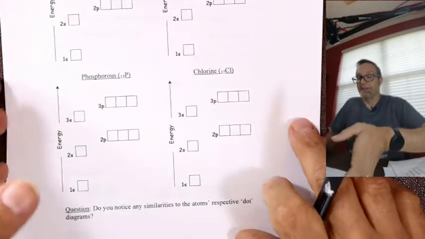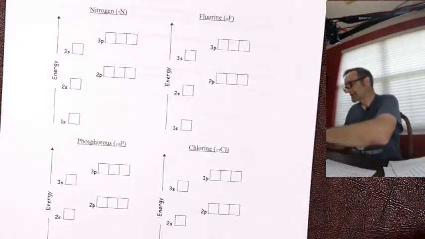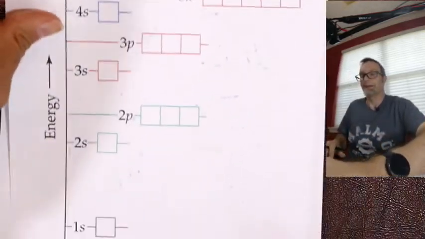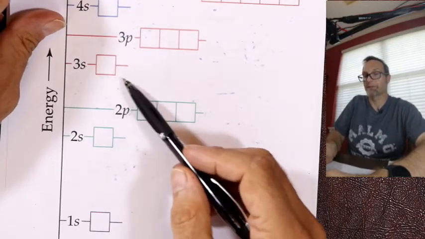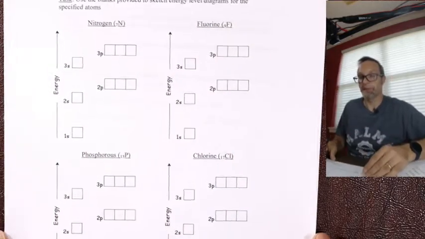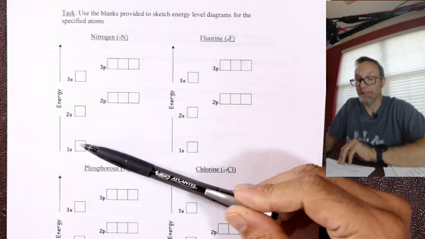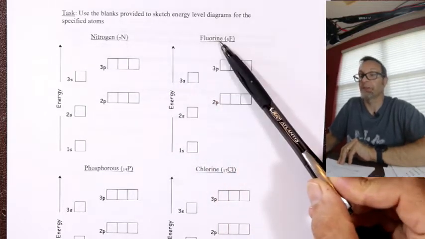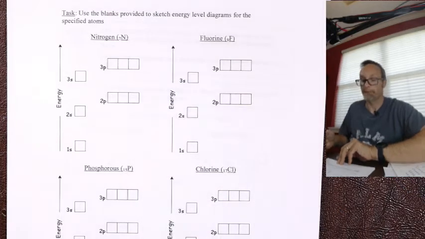So now we have it. What I've done is taken the energy level diagram, the first 3 or so layers, and I've repeated them here. What we're going to do is just fill these energy level diagrams for certain atoms. So I've got nitrogen, fluorine, phosphorus, and chlorine.